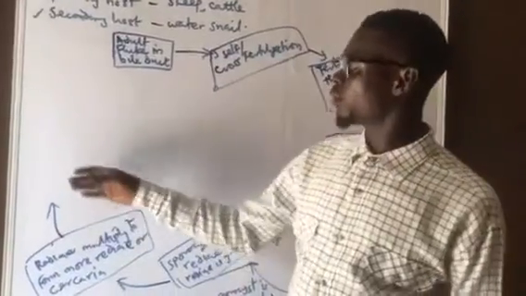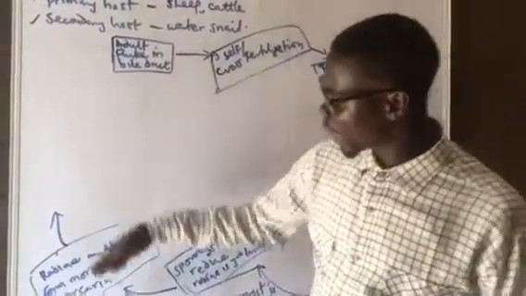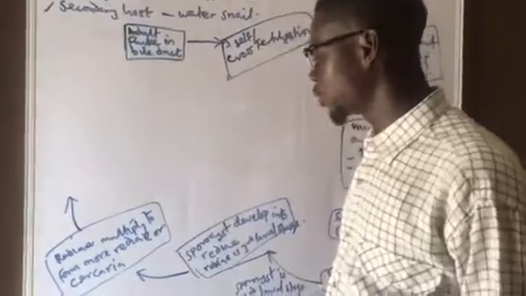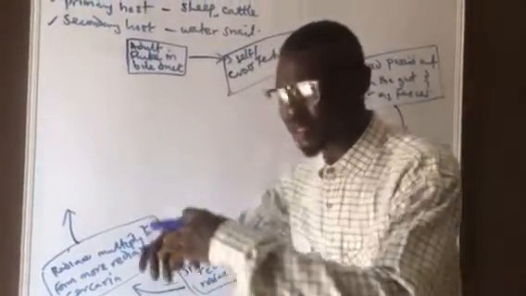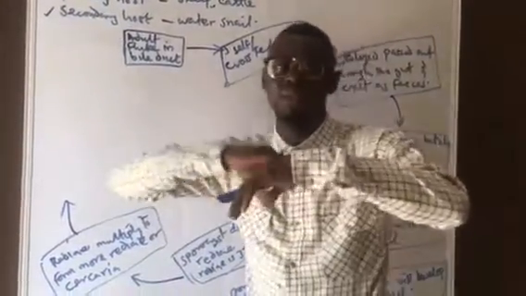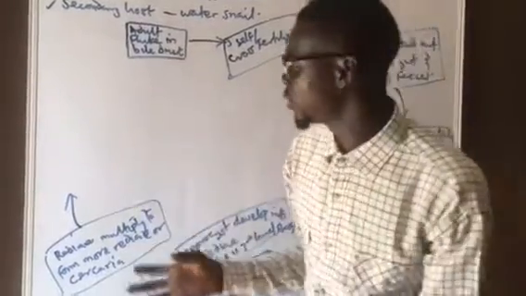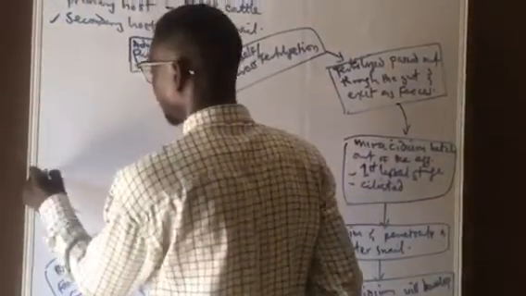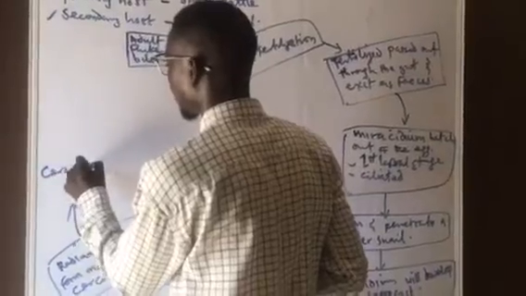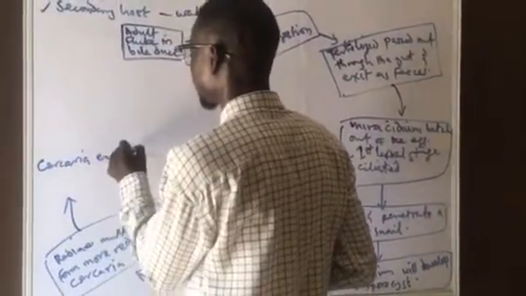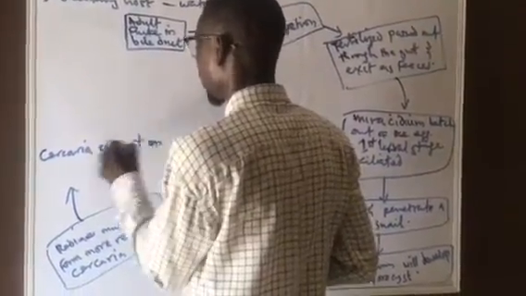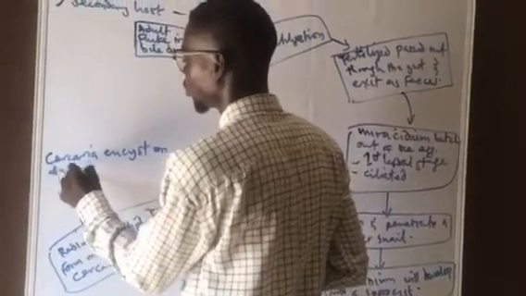So the cercaria now develops into a cyst, like it encysts. It has a cyst wall, it has a cyst producing cell. So this cyst producing cell, we have encyst. So the cercaria encysts on damp vegetation.